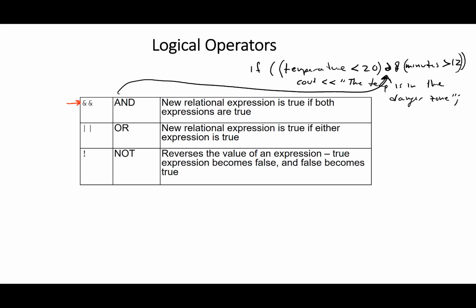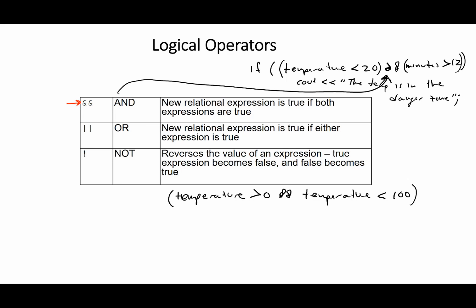Another example: let's say that we're looking for a temperature range. Let's say we're trying to see if the temperature is between 0 and 100. So then we could say temperature greater than 0 and temperature less than 100. So this statement will only be true if the temperature is greater than 0 and less than 100.